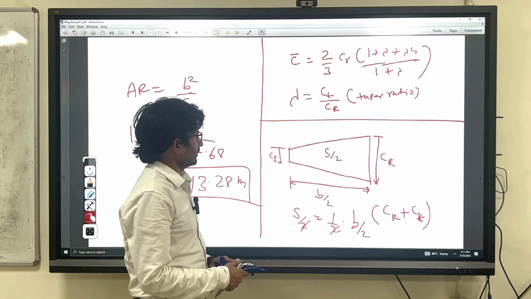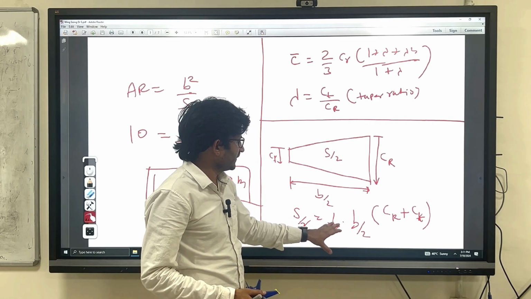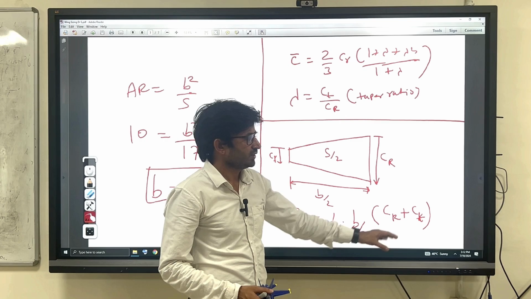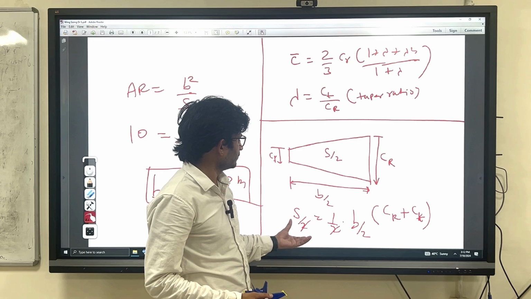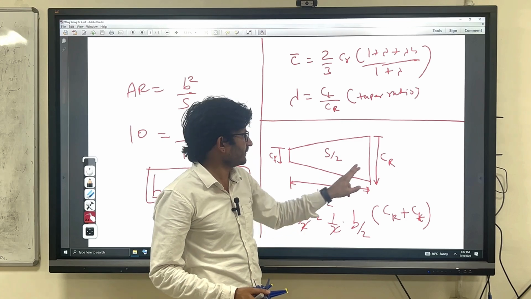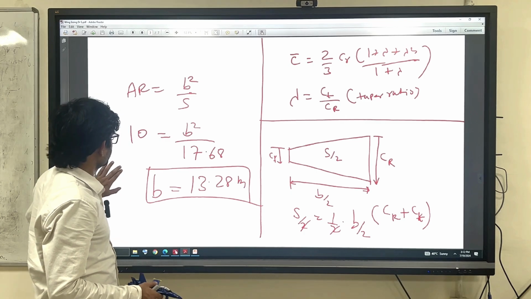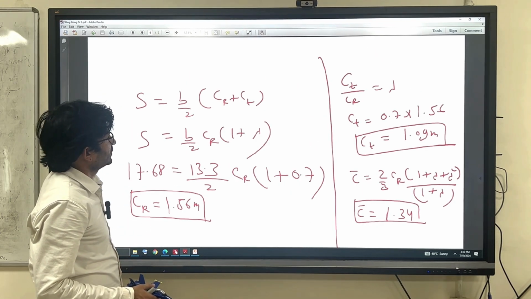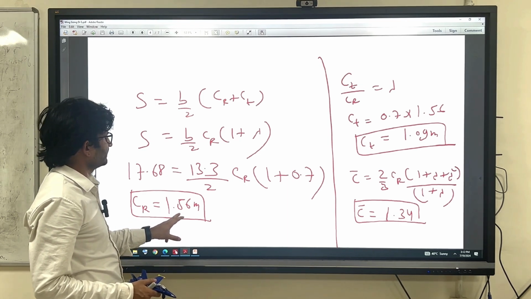Okay, now what is the area of the taper? S by 2 equals half times b by 2 times (cr plus ct), I have written, right? So one side area, if you consider, it will be S by 2, and 1 by 2 height into the sum of the parallel lines. What are the parallel lines? One is cr, and the other is ct. Okay. So if you use this relation, you will get cr as 1.56 meter.